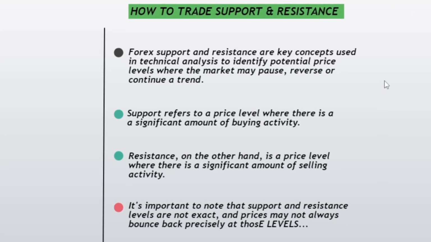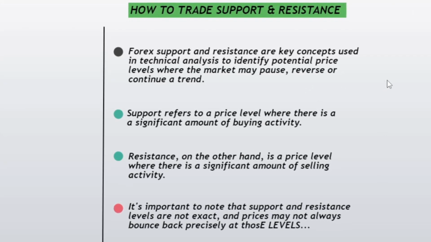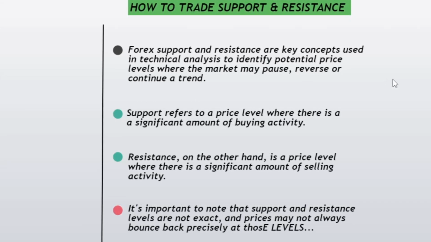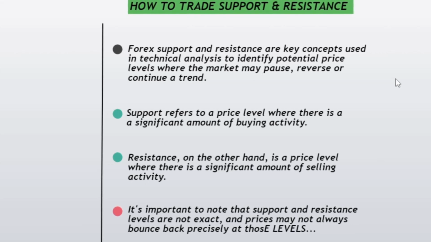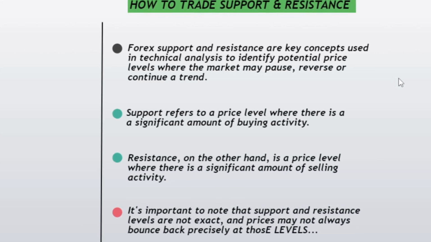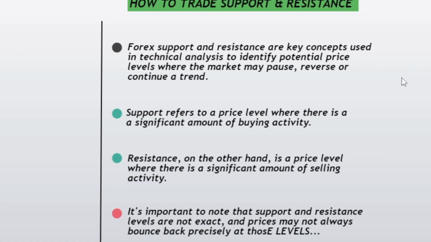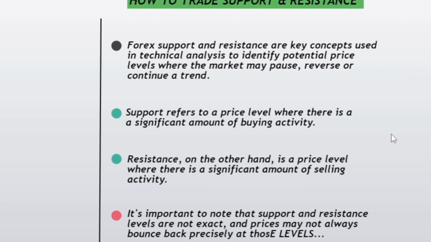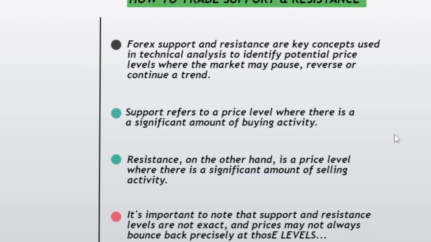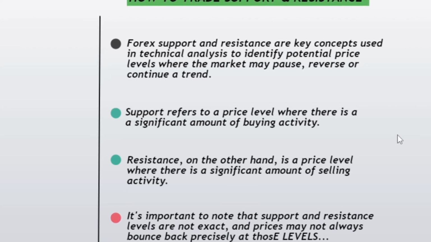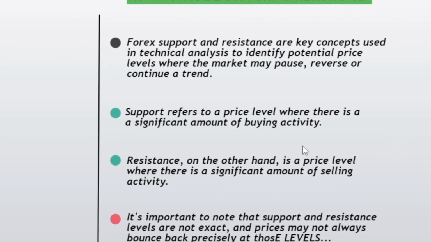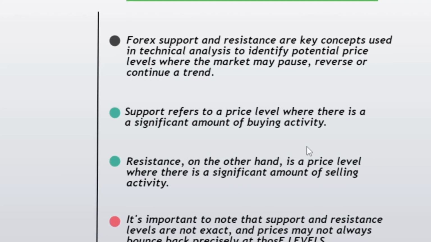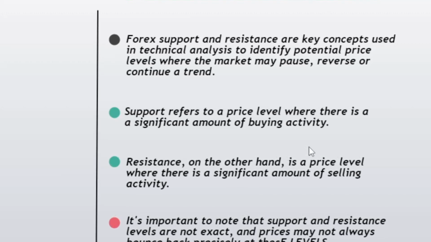So what do we mean by support? Support refers to the price level where there is a significant amount of buying activity. That's where you take your buys on a support. You don't take your sells on a support. Resistance, on the other hand, is a price level where there is a significant amount of selling activity. We sell on a resistance. Our support is a demand and our resistance is a supply. So that's how it works.